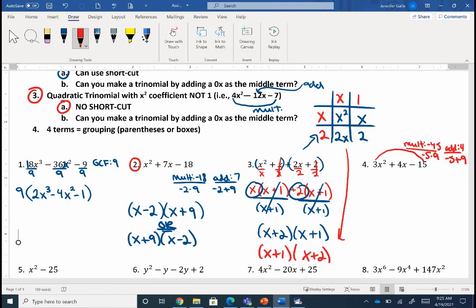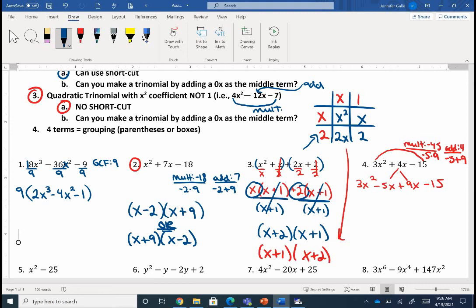Now with this one, there's not a shortcut. So with this one, remember, we keep our first term the same. We split the middle one. And then we leave the last term the same. Remember, factoring is working your way backwards through the distributive property. So we go from 3 terms back to 4.